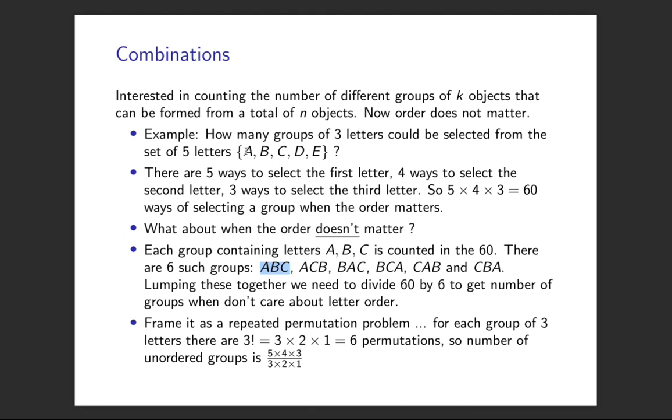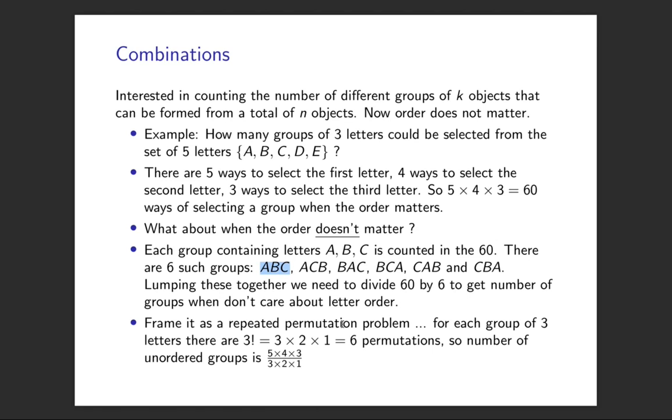First of all, if we do care about the order, how many ways can we draw them? There's 5 ways to select the first letter, 4 to select the second letter, 3 to select the third letter. So there's 5 times 4 times 3, 60 ways of taking 3 letters out of 5 where we care about the ordering. But we don't care about the ordering, right? If we have a look at this ABC example, we can count them up. There's 1, 2, 3, 4, 5, 6 different ways we can write our 3 letters. So we divide our 60 by 6 to get the number of groups when we don't care about the letter order. See, we're using our division trick again.